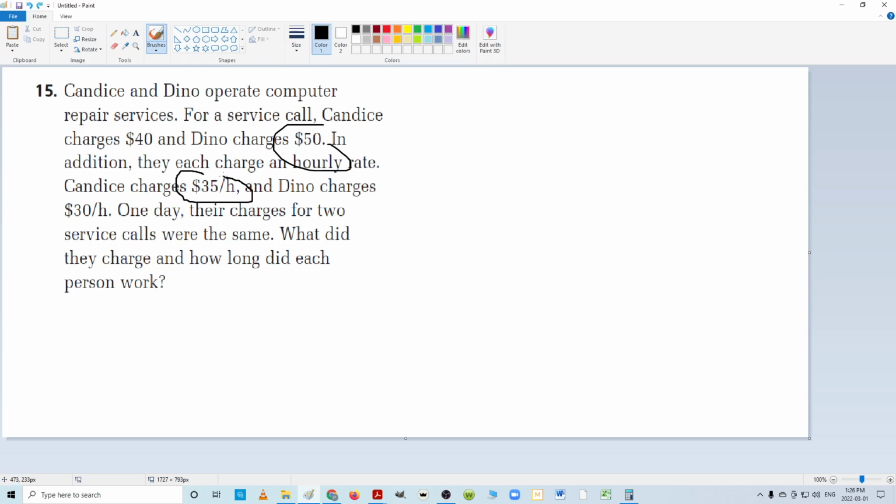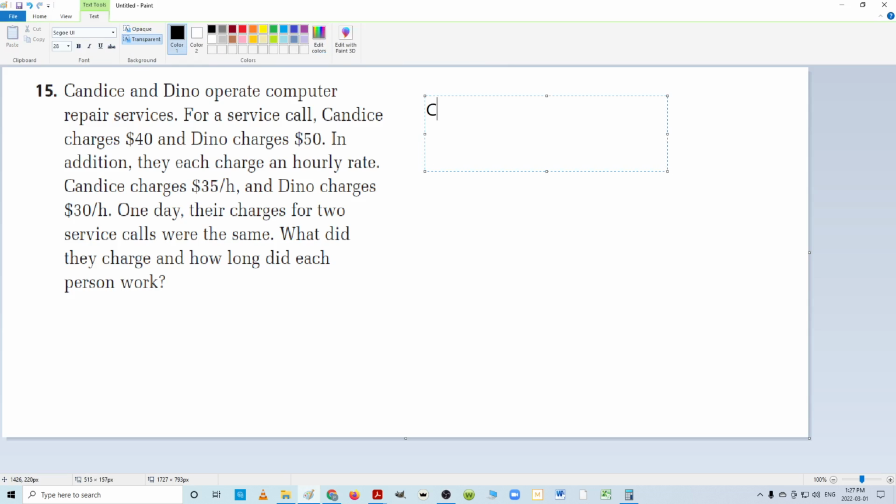She charges 45, so it's $40 plus this times her hour. And we'll call it Candace's hourly rate. Dino charges a little bit less per hour, but a bigger initial charge. One day their charges for the two service calls were the same. So that's essentially two lines, and where do they meet? So let's look at Candace's charge.